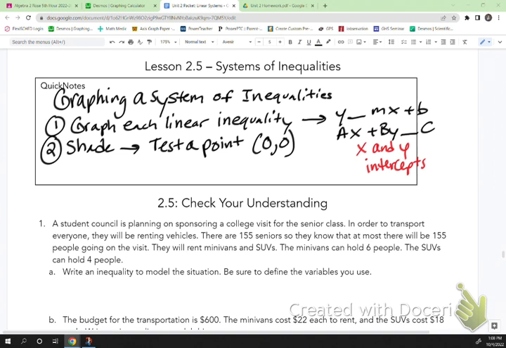No, because one of your lines went through 0, 0. It was part of your solution. Well, it was part of one of the solution regions. So you cannot use 0, 0 to test everything, only when it's not part of your line. Then you're going to repeat this for all of them.